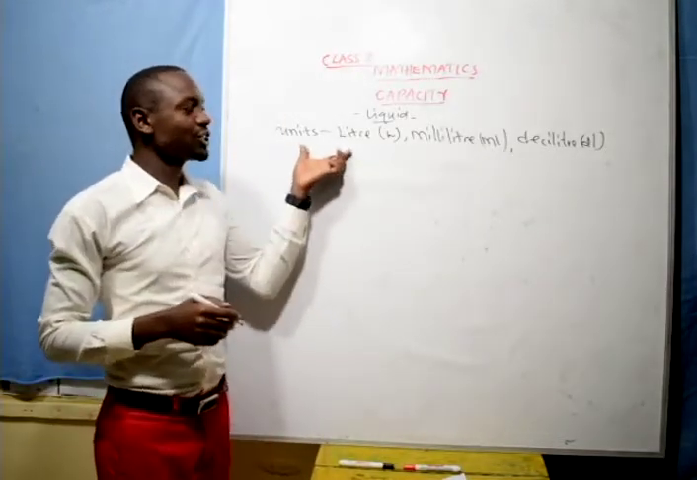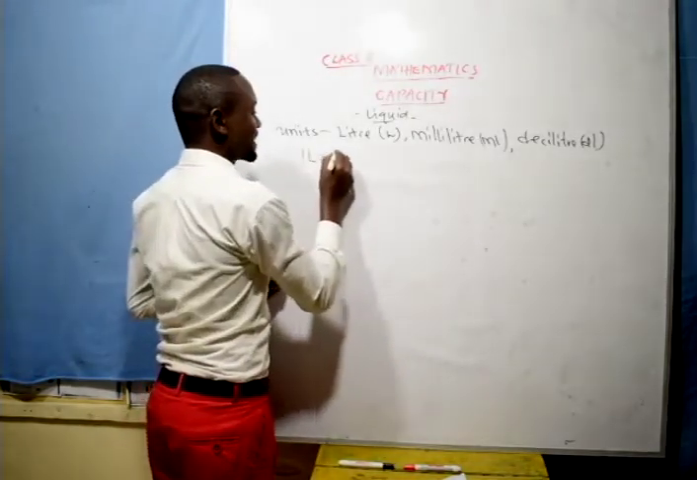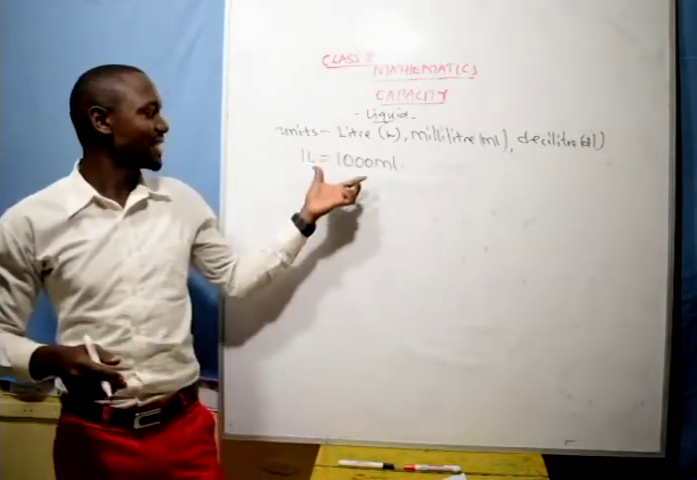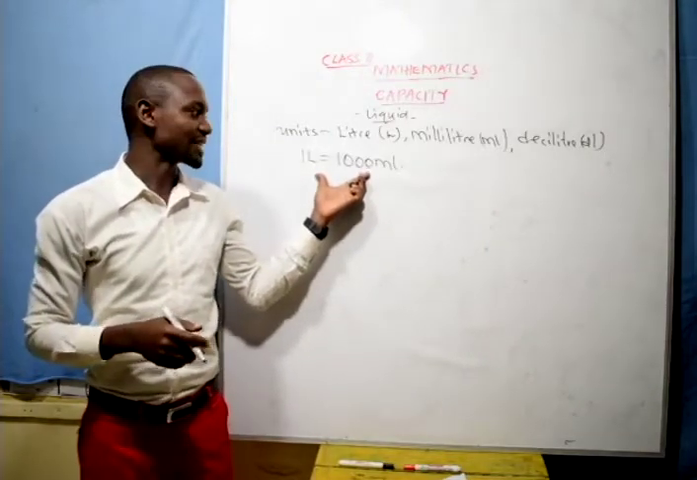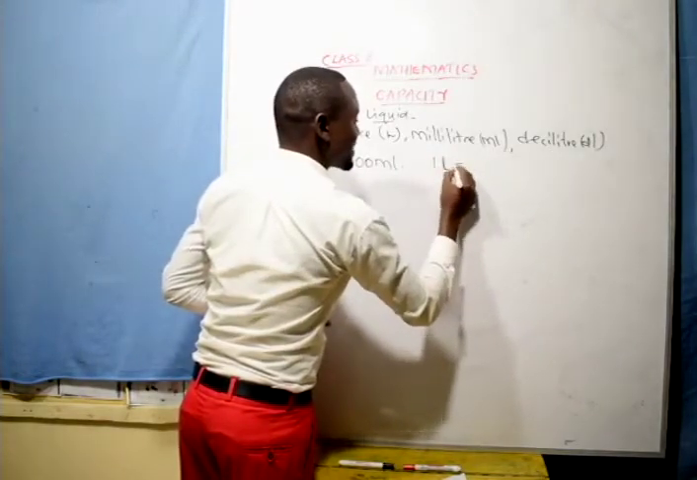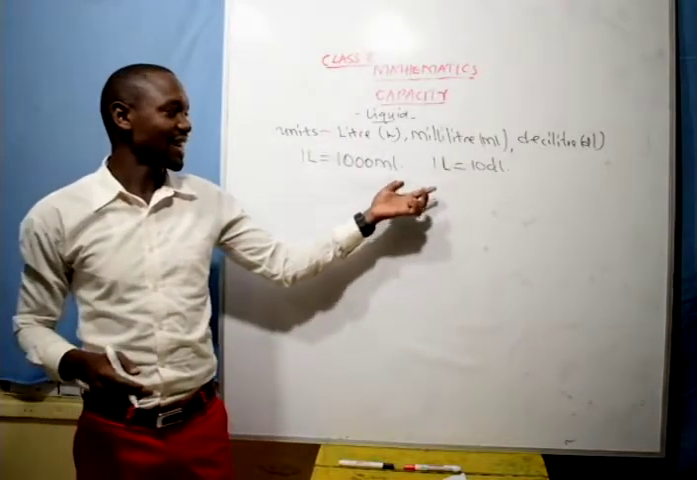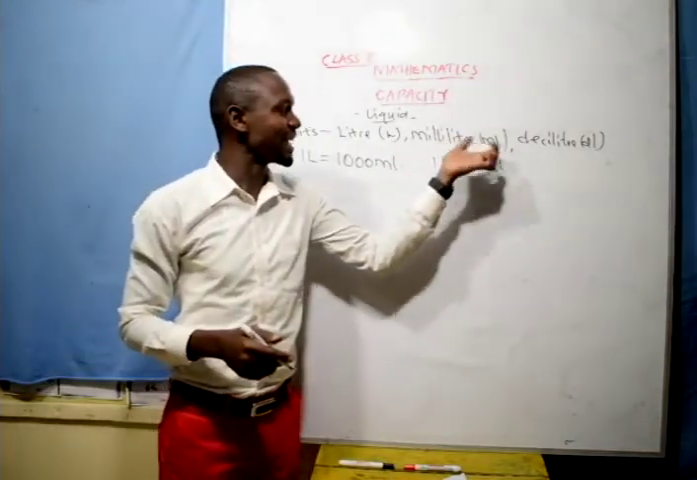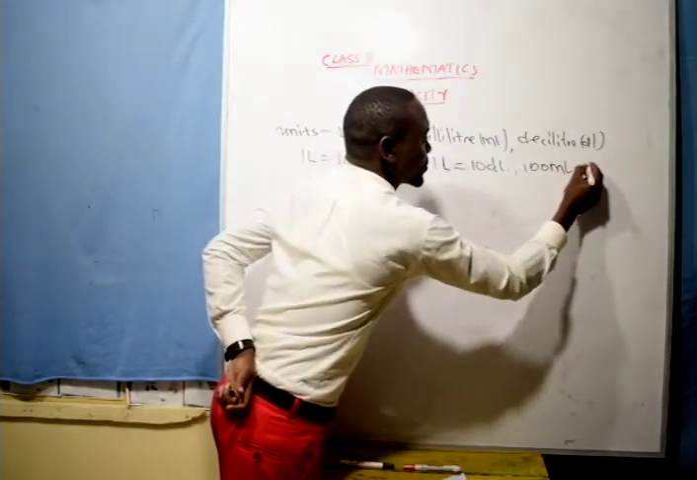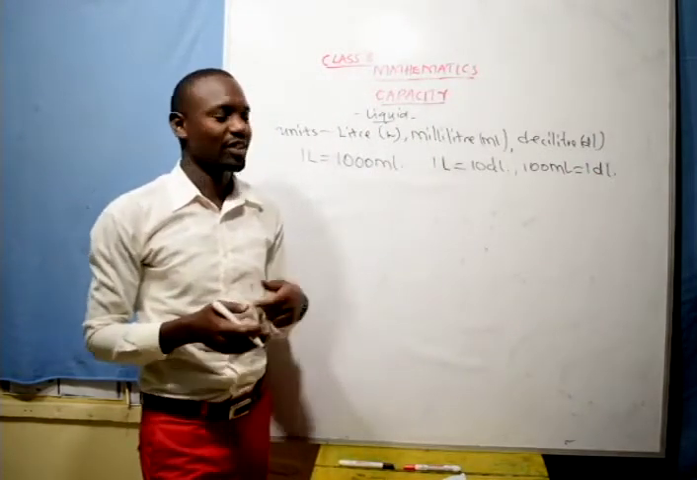Now, there's the relationship between these units of capacity. We say that 1 liter is equal to 1000 milliliters. We also say that 1 liter is equal to 10 deciliters. And the relationship between milliliters and deciliters: 100 milliliters is equal to 1 deciliter.